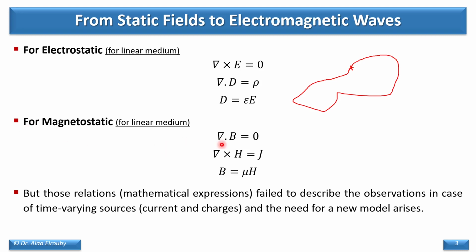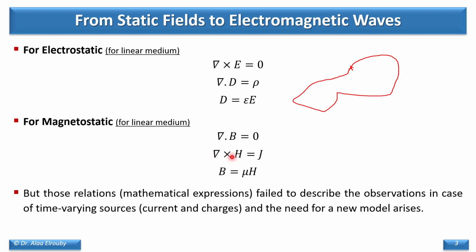For magnetostatic fields, we have divergence of B equals 0, which is the conservation of the magnetic field, which means physically that the magnetic field lines are closed and the magnetic sources are coupled. They are always dipoles of north pole and south pole.